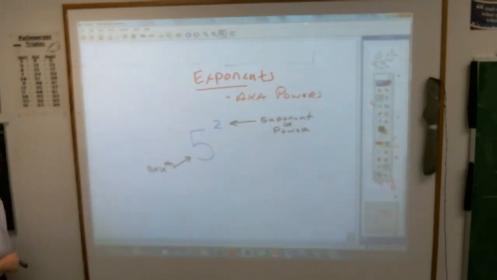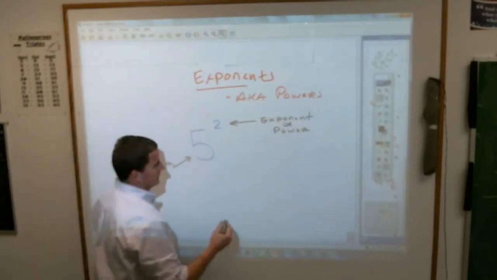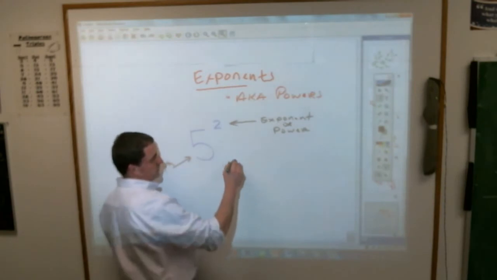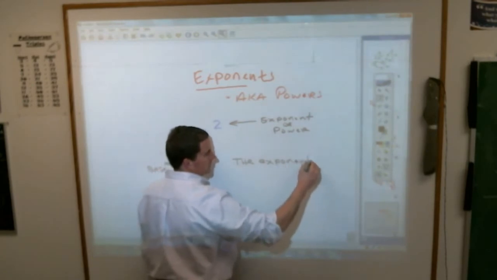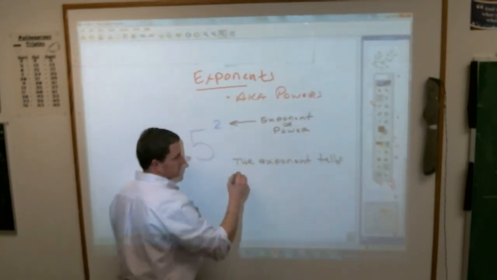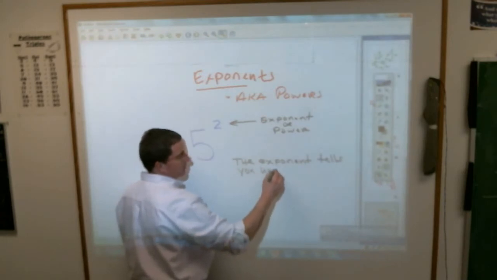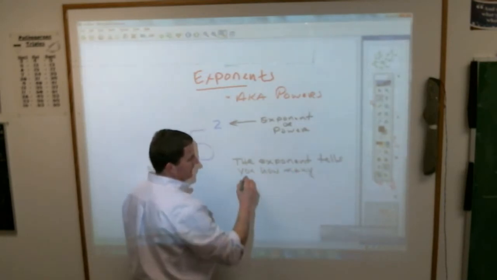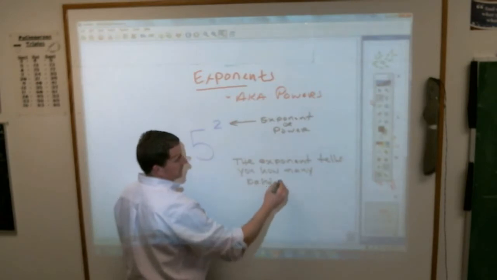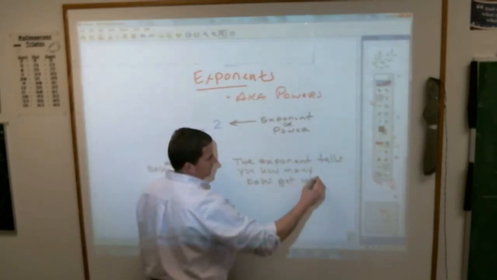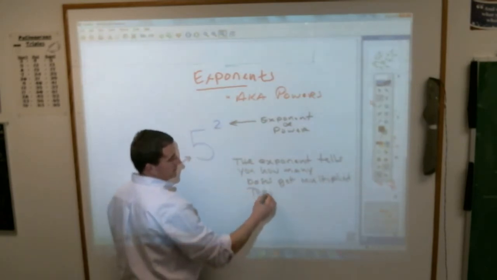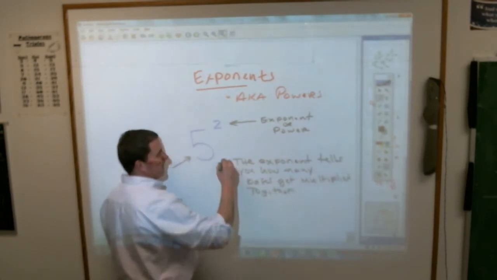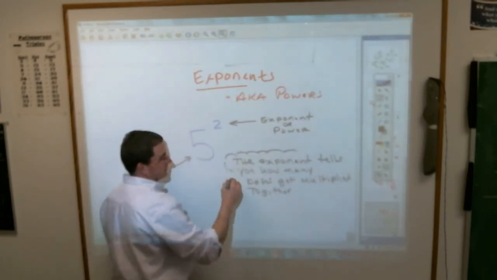Does anybody know what 5 to the second power is? Evelyn? 25. It is 25. And write this down here. What the exponent tells you is this. The exponent tells you how many bases get multiplied together. That's the big hitter right there. How many bases get multiplied together?